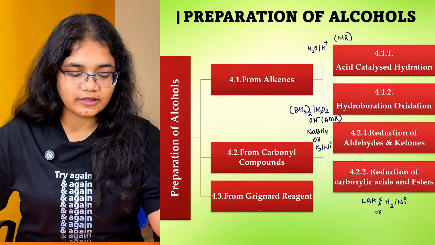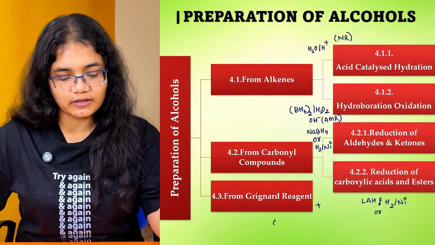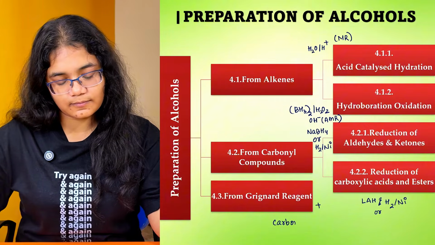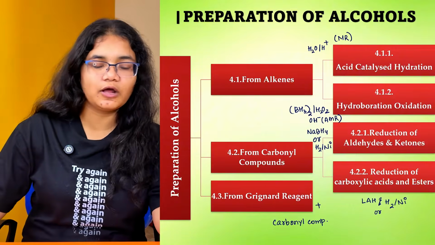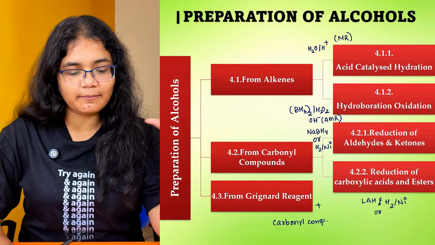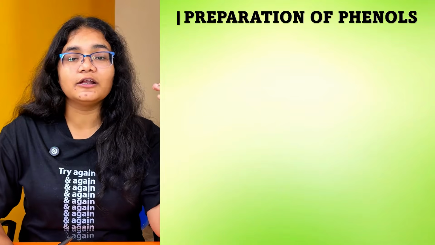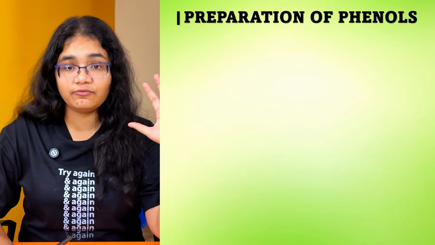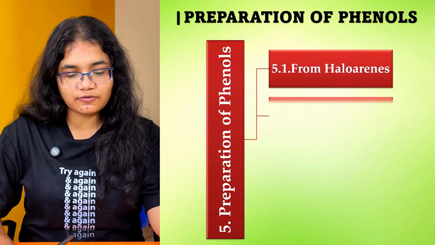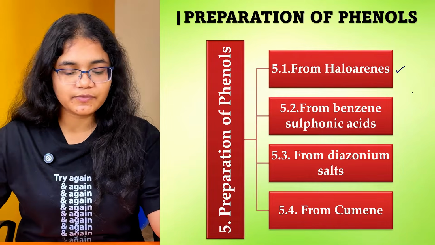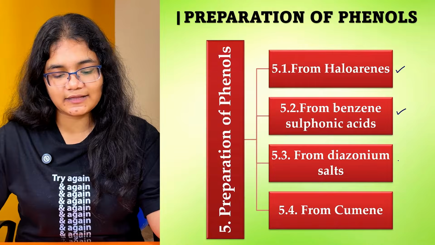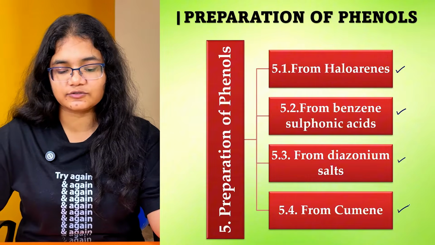Next, from Grignard reagent, you can treat Grignard reagent with carbonyl compounds, and that will give you alcohols. So these are all the methods of preparation of alcohols. Now let's move to the methods of preparation of phenols. For preparation of phenols, we have different methods. The first one is from haloarenes. Next is from benzene sulfonic acid, then from diazonium salts, and the last one is from cumene.